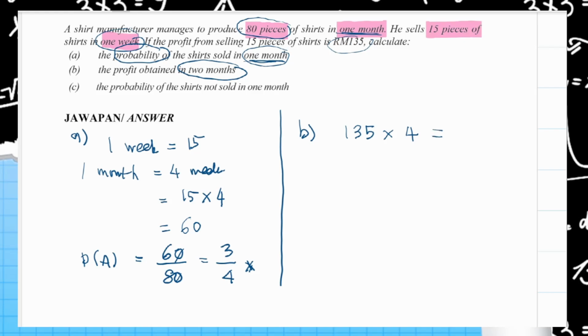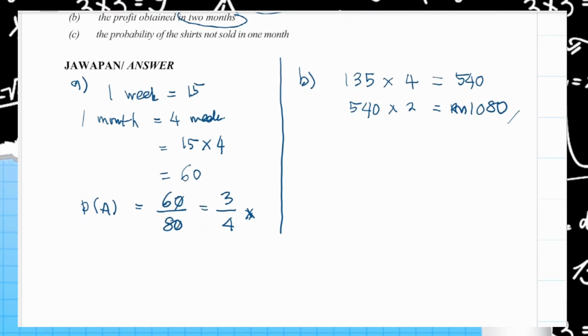Okay. So we calculate for 1 month first. So 135 times 4, you will get 540. Okay. Then this one for 1 month. So the question asks you to find for 2 months, right? So you can either 540 times 2 or 540 plus 540. So you will get RM1080. Okay, this one simple je. Tak melibatkan probability pun boleh dapat jawapan juga. Alright. Okay. Next. Question C.